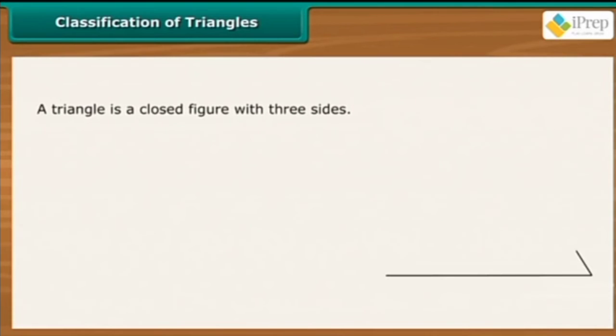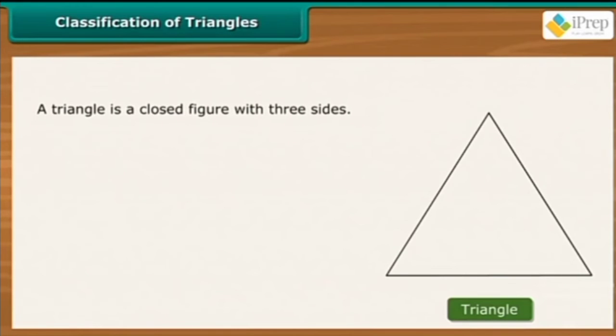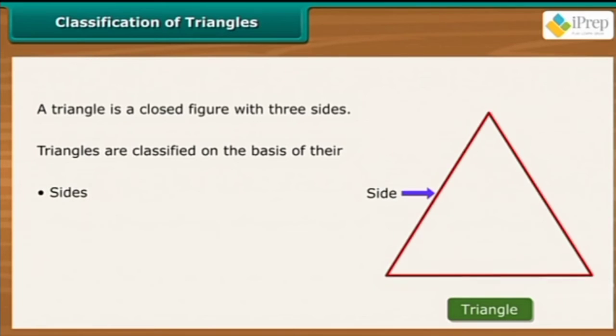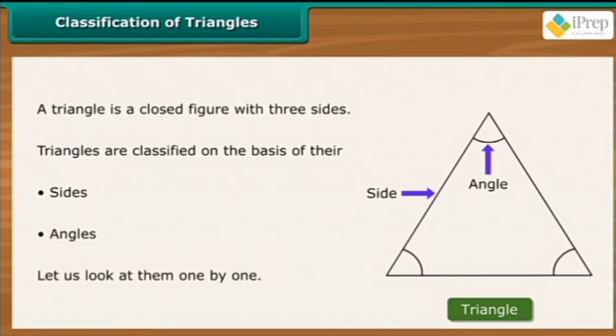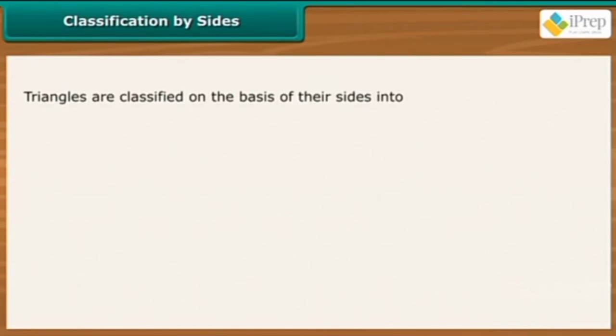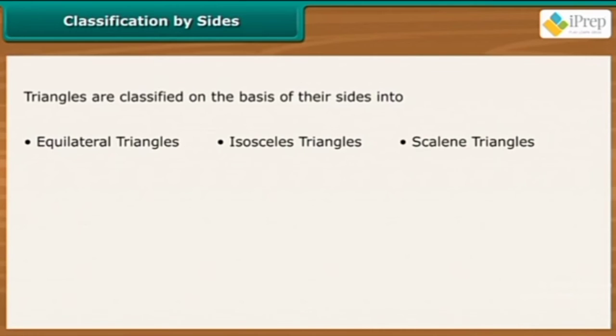Triangles. A triangle is a closed figure with 3 sides. We can classify all triangles on the basis of their sides and angles. Let us look at them one by one. Sides. Triangles are classified on the basis of their sides into equilateral triangles, isosceles triangles, and scalene triangles.